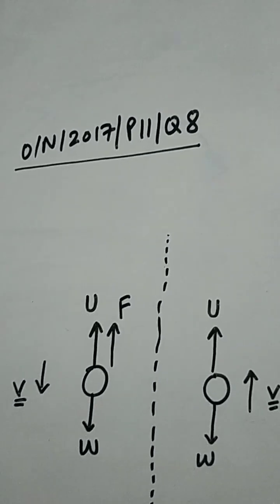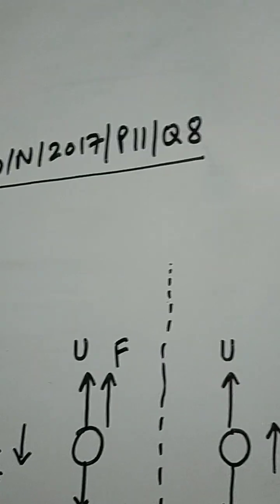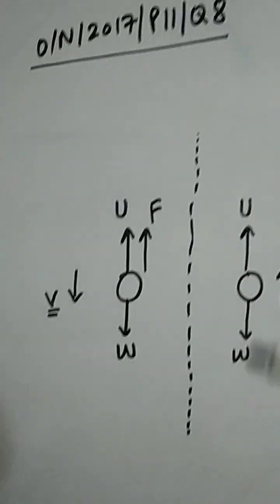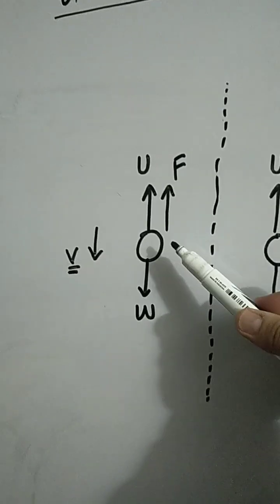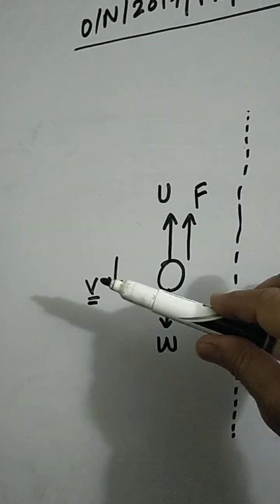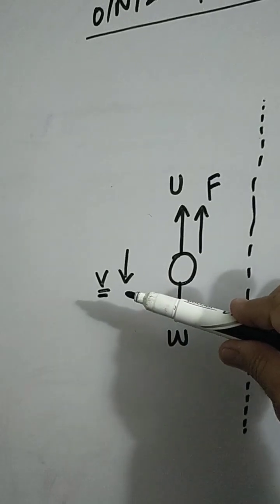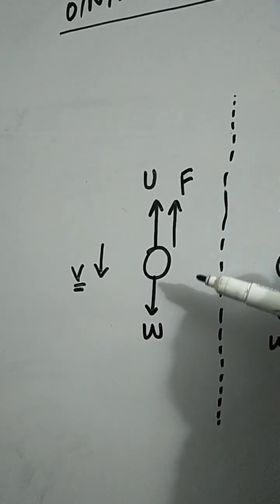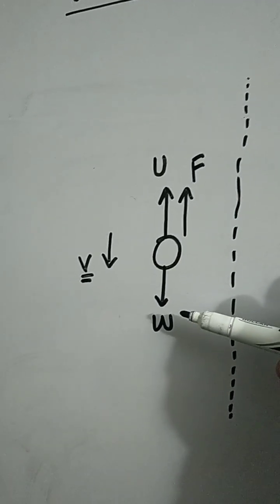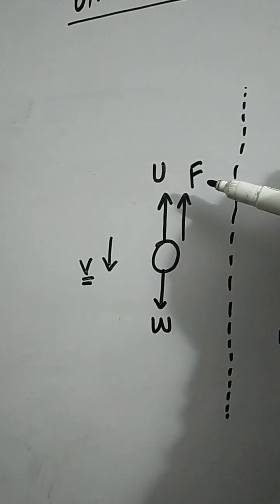Okay, this question is from October/November 2017, paper 1-1, question number 8. It's about a hot air balloon falling in air with a constant velocity, descending with a constant velocity v. In the question, it is mentioned that W is the weight of the balloon, U is the upthrust because of the air, and F is the air drag.